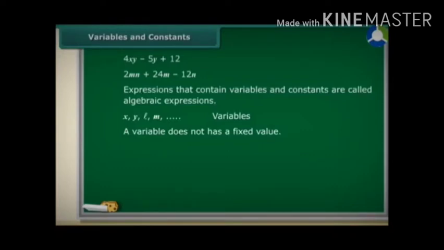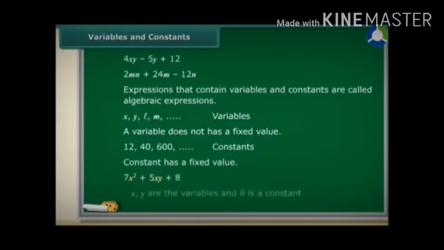Next, all the numbers are called constants. A constant has a fixed value, so a constant cannot be changed. Next I have given another expression, 7x square plus 5xy plus 8. x, y are the variables and the number 8 is called a constant. Listen, only 8 is the constant, but 7 and 5 are not constants. They are coefficients.